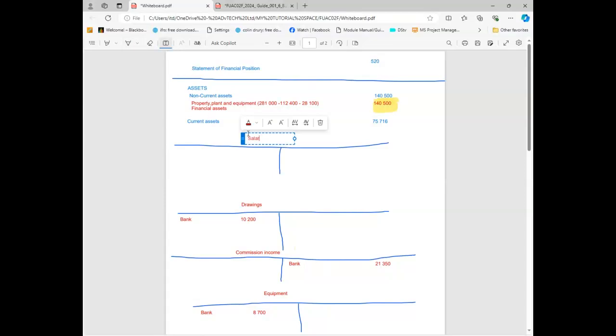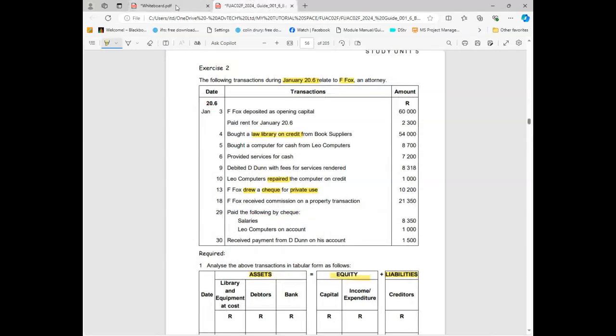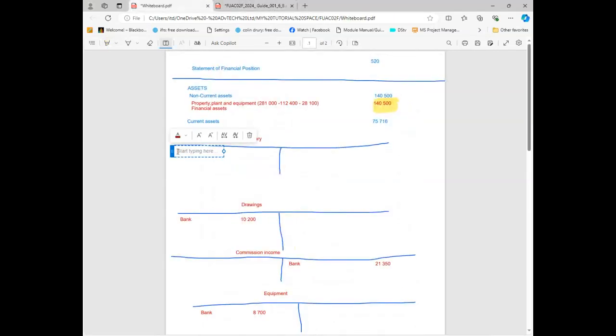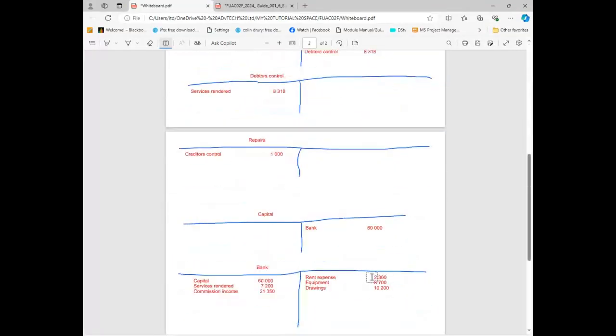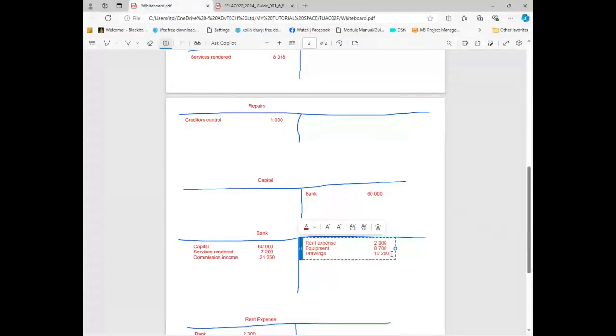And which side of the salary? So salaries would be debit, and credit bank. Let's start with the bank. It will give us a hint: credit. So we start on the credit side. Then salary.